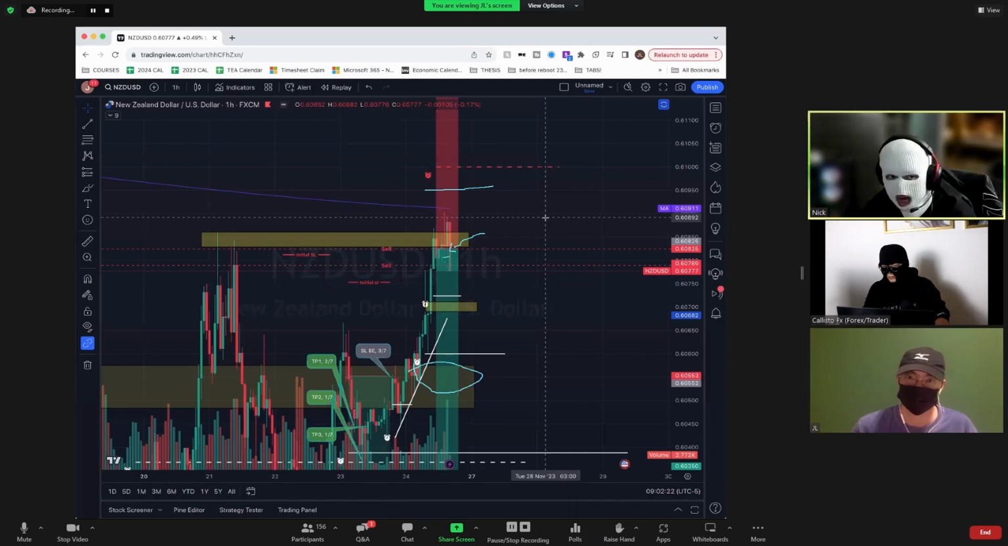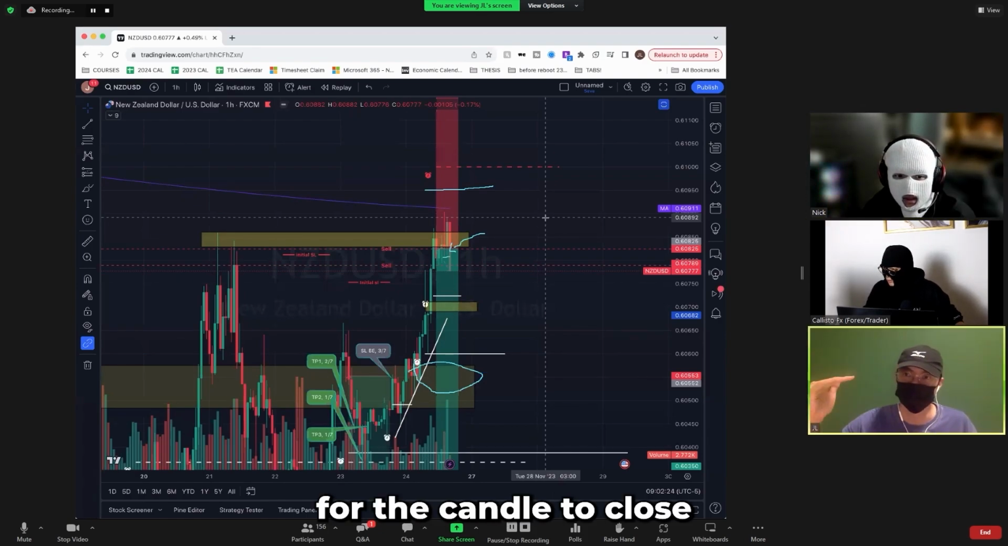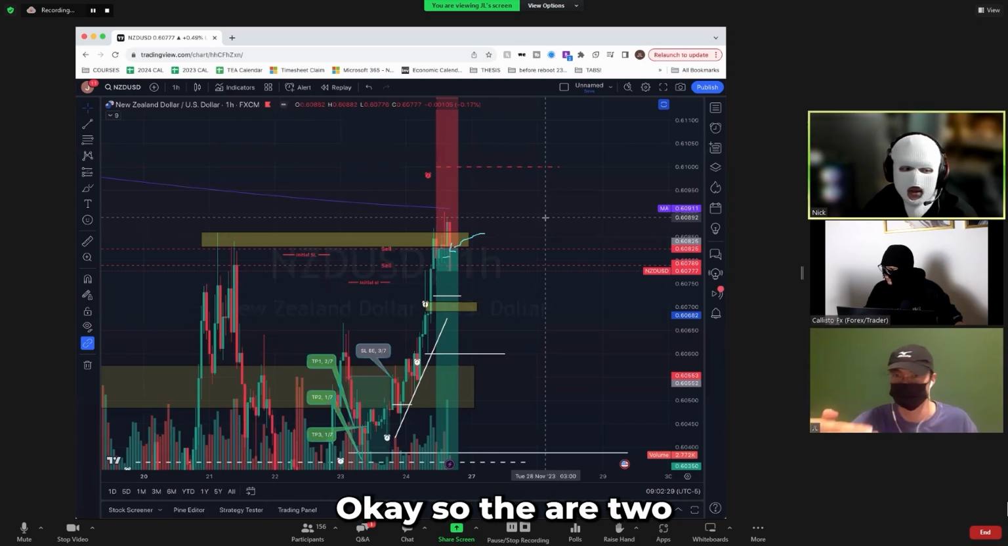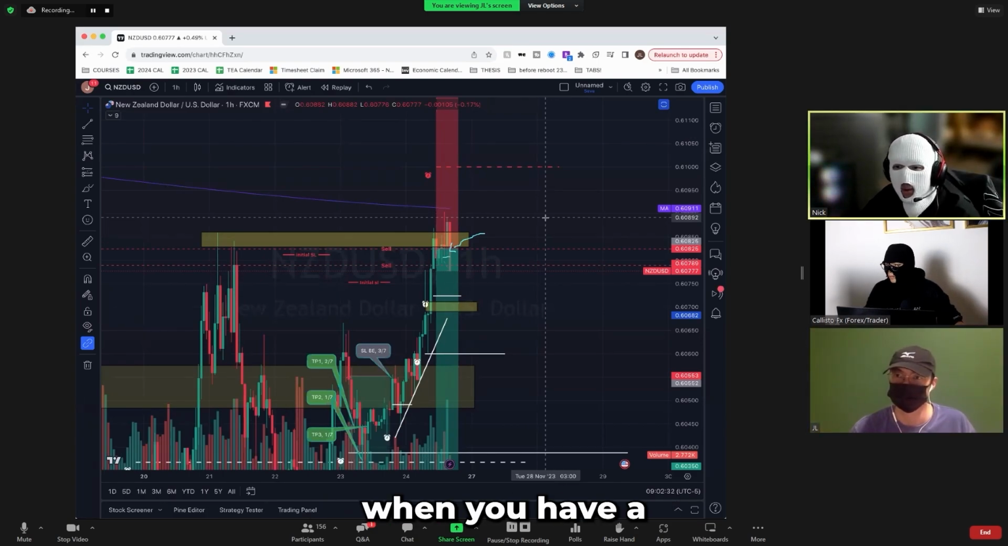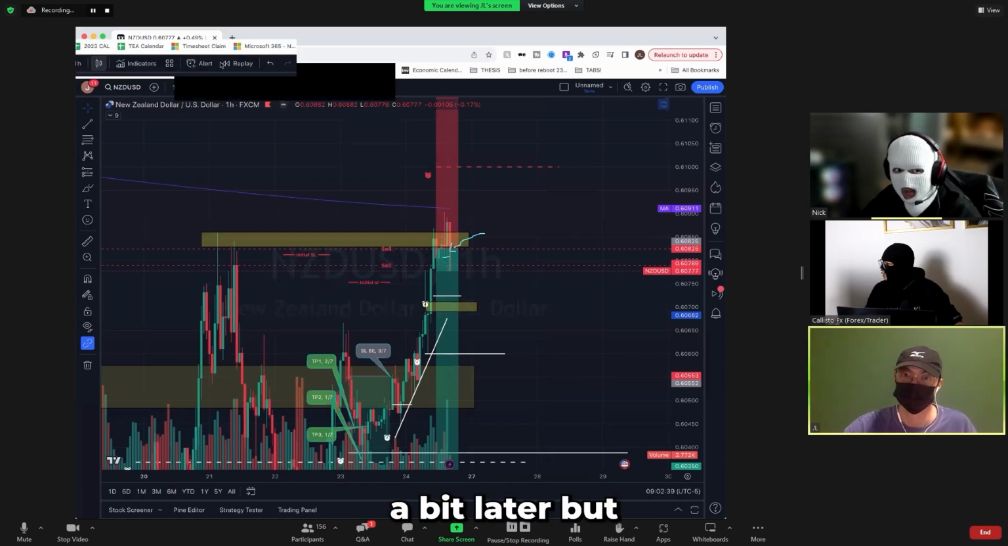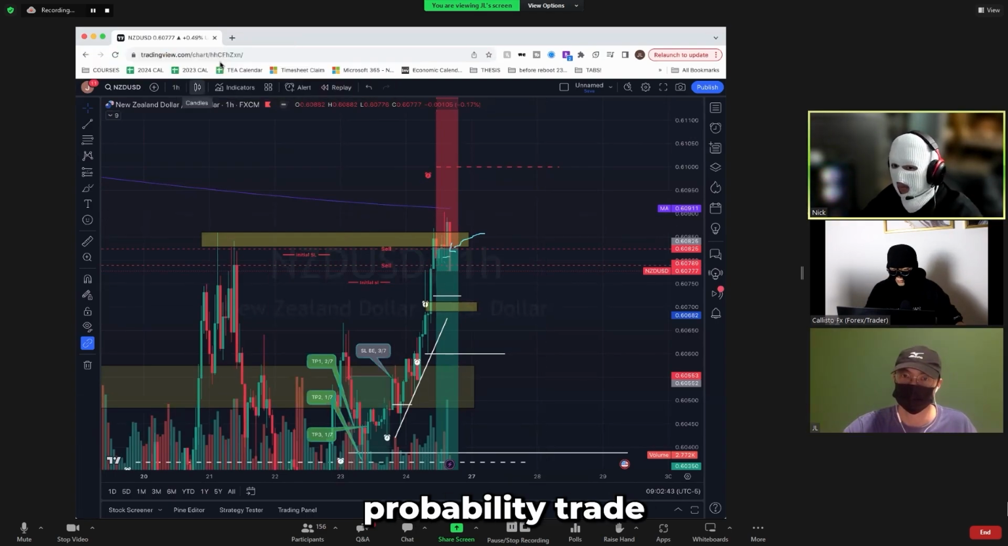Yeah, please go ahead. Do you wait for the candle to close, or the moment it hits, you just enter it? Okay, so there are 2 trains of thought here. When you have a candle closure, that gives you confirmation. But again, that means that your entry will be a bit later. Right. Make sense? Your entry will be a bit later, but you have a higher probability trade.